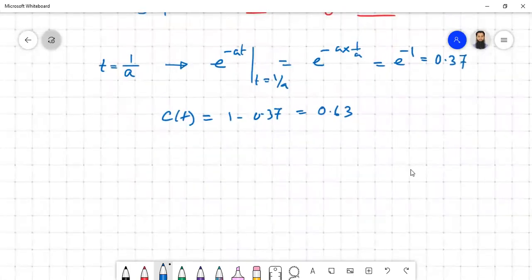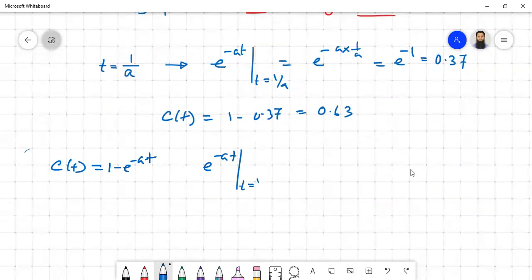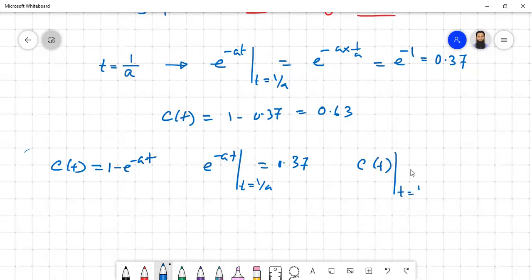Okay, so now based on all these equations that we have covered, how can we define that parameter? Based on the three equations that we have figured out: first, the response Ct equal to 1 minus e to the minus at. Then e to the minus at, at t equal to 1 by a, is basically 0.37, and Ct at t equal to 1 by a is 0.63.